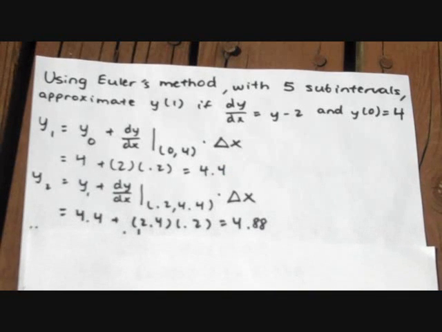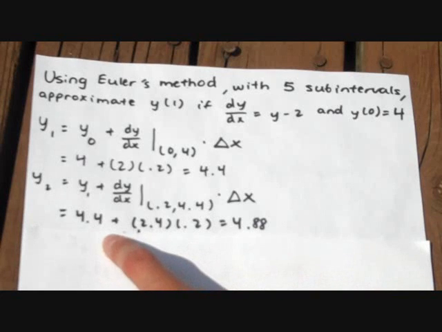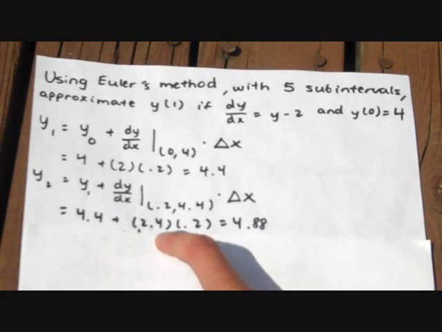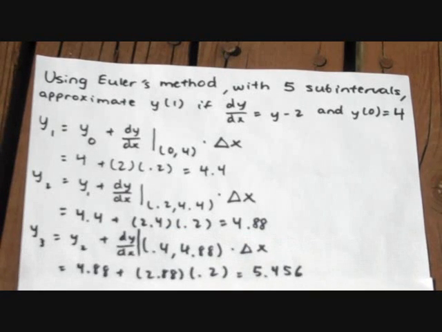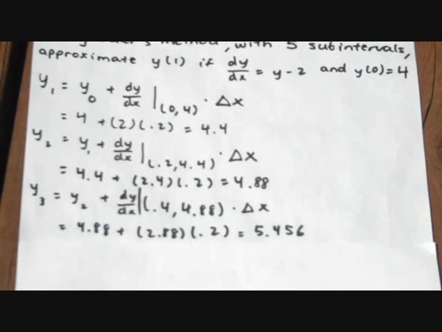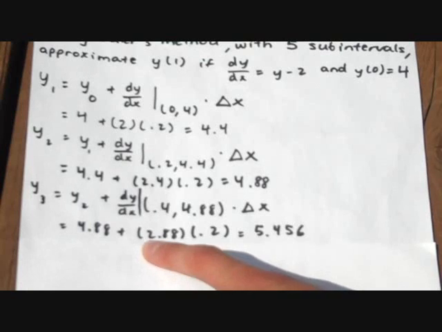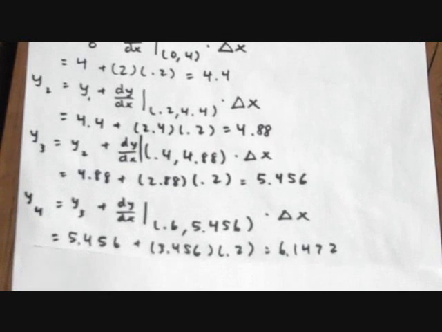We do the same thing for y sub 2: we add y sub 1, and then plug the last point into dy/dx. We multiply that by the change in x, so it comes out to 4.4, which is y of 1, plus 2.4 times 0.2, and that equals 4.88. We do the same thing for y sub 3. We plug the last point into dy/dx, and then multiply by the change in x. That comes out to 5.456.